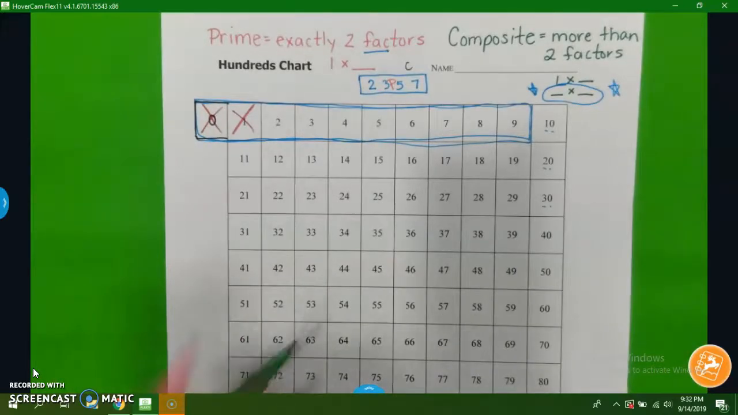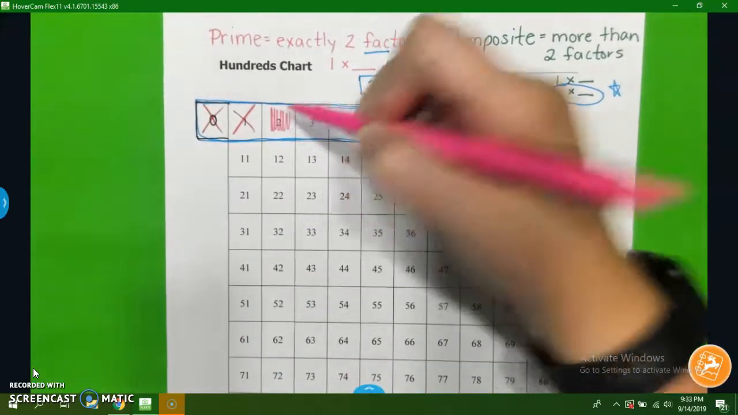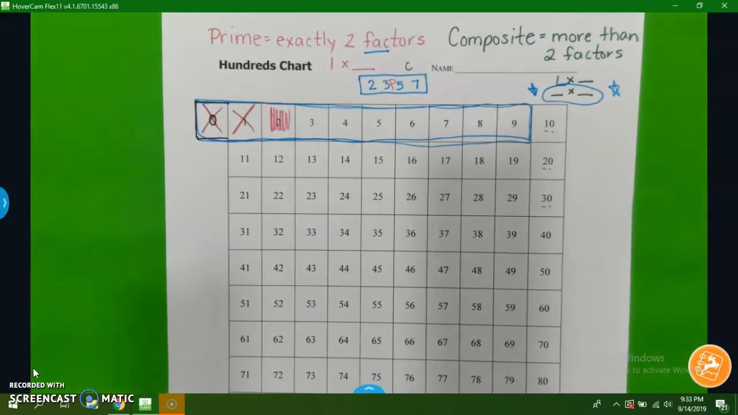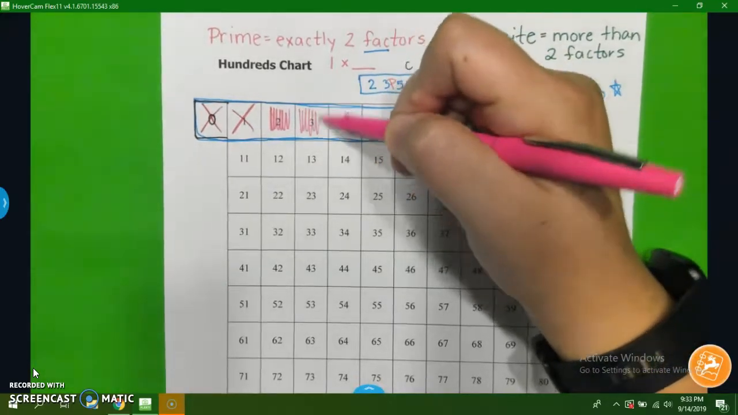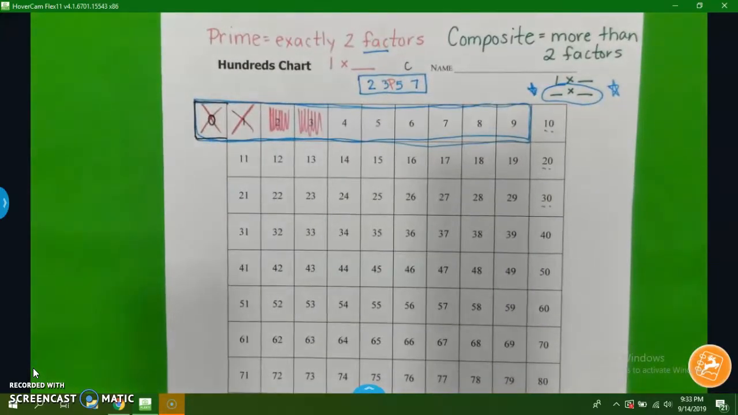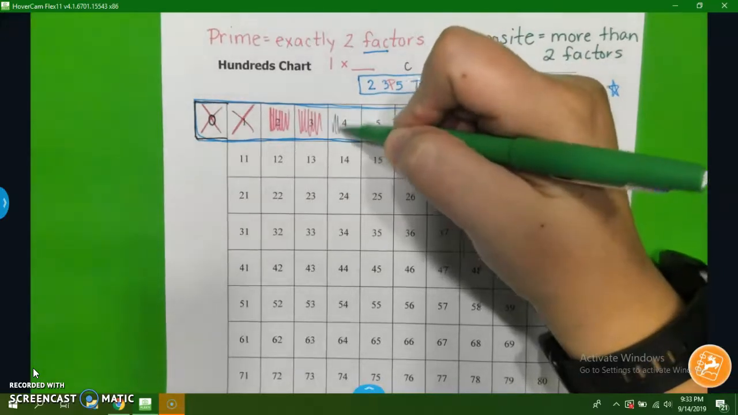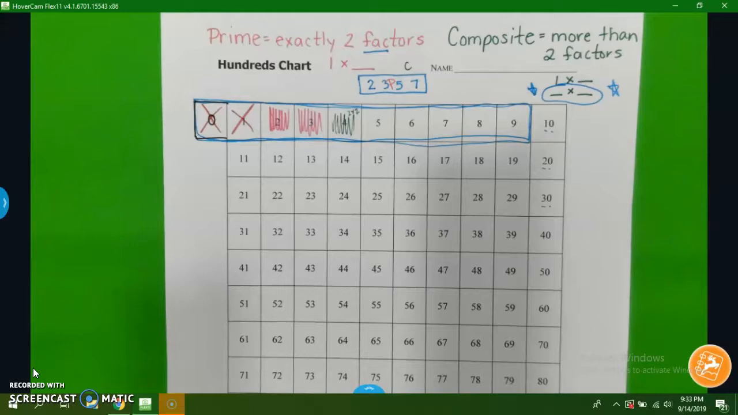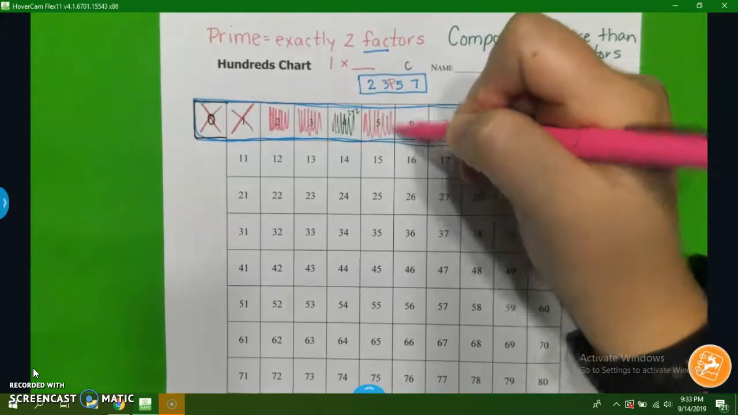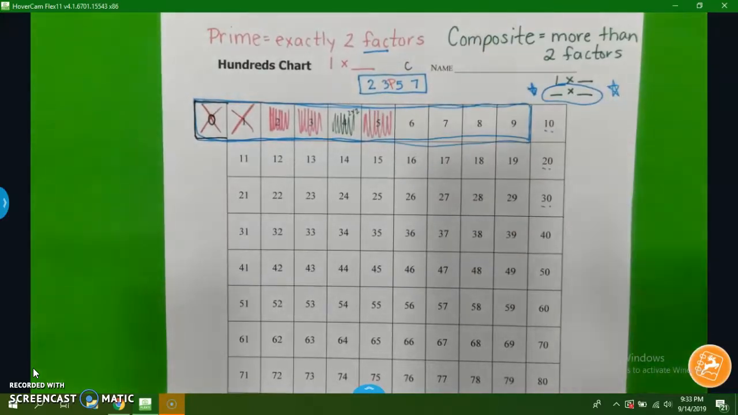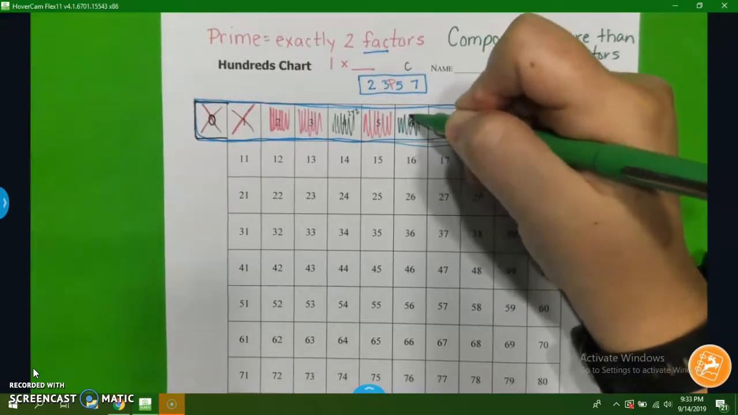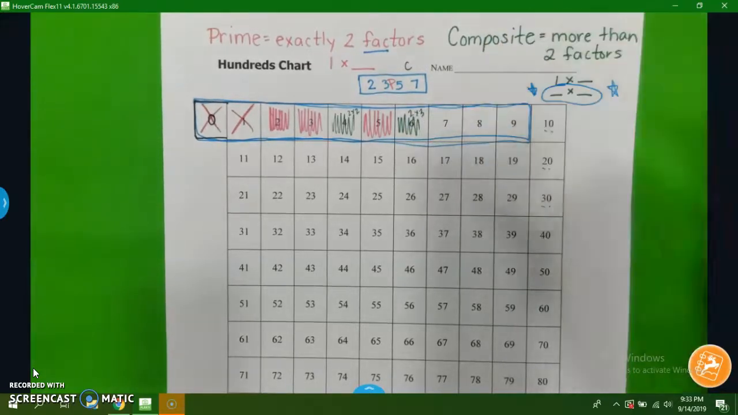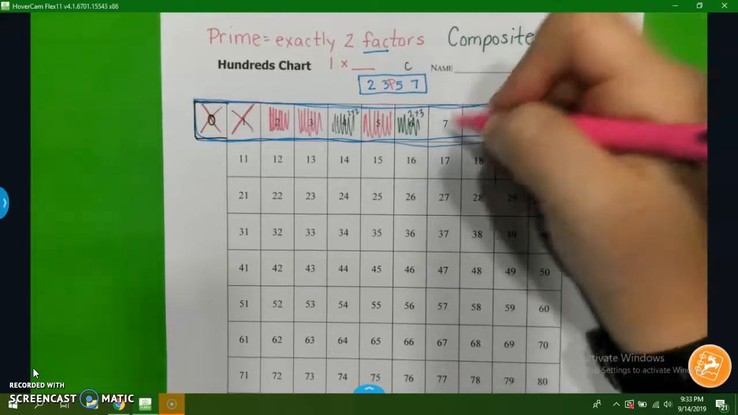So, single digit numbers. 2 in the box, prime. I'm just color coding, so pink and green. 3 in the box, prime. 4 not in the box, composite. Why is it composite? Because of 2 times 2. Alright, 5 in the box, prime. 6 out of the box, composite. Why? 2 times 3. I heard somebody say it. Good job. 7 in the box, prime.